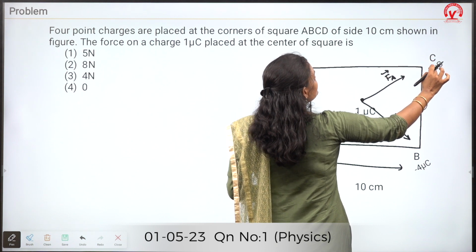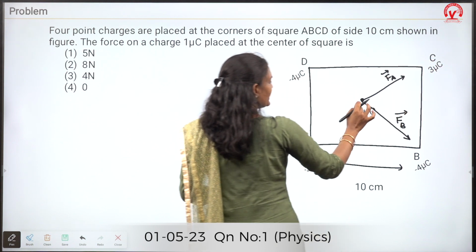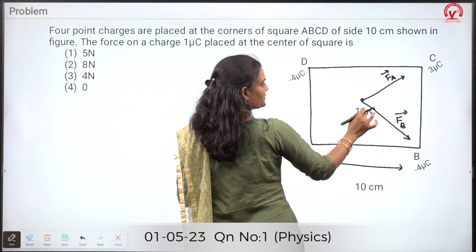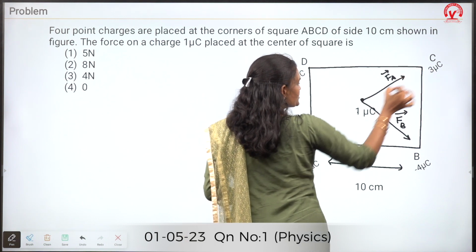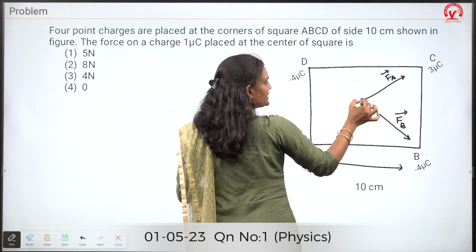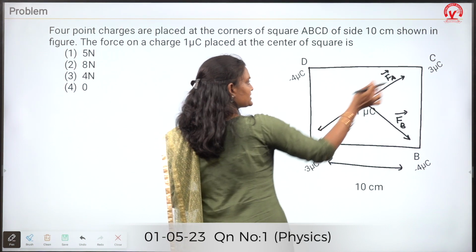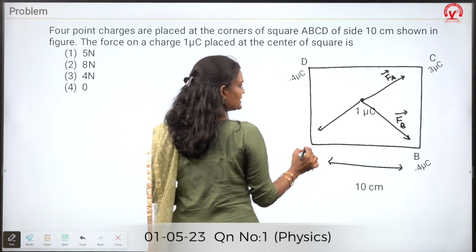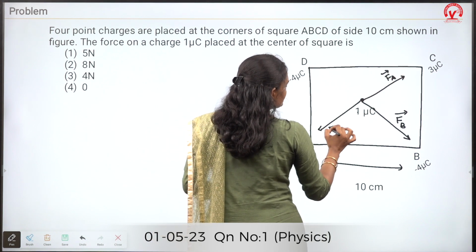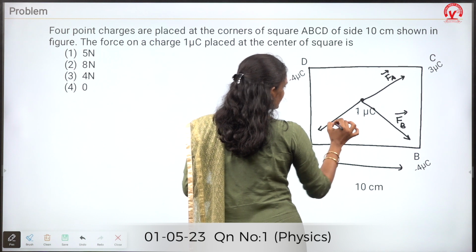Now the C side. This is 3 microcoulomb and the center has positive 1 microcoulomb. Both are positive, so it is a repulsive force, moving in the opposite direction. C is here, and the force moves in the opposite direction. This is the FC vector.